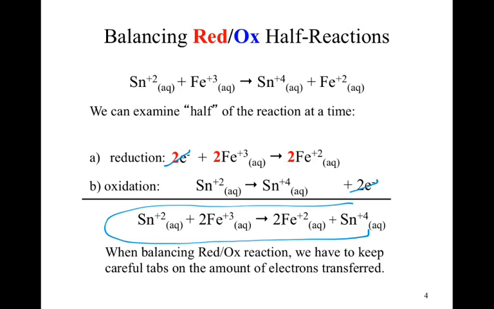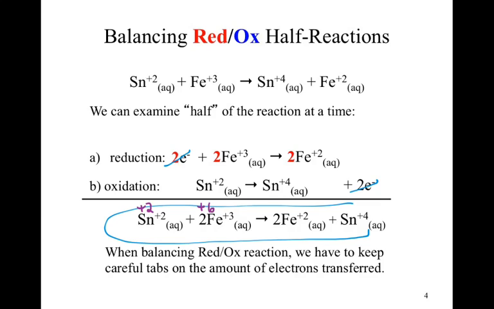How many tin atoms do we have on the reactant side? 1. Then on the product side? 1. Tin's fine. How about the iron atom? How many iron atoms do we have on the reactant side? 2. And on the product side? 2. So it balances as far as the atoms go. Now the trickier part when we deal with redox is looking for the charge. Our tin is a plus 2 charge. Our iron's a plus 3 on the reactant side, but there's 2 of them, so it's a plus 6 charge contribution. So we're looking at the overall charge between all of the atoms present.